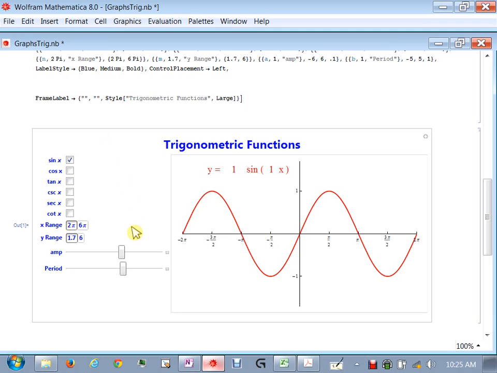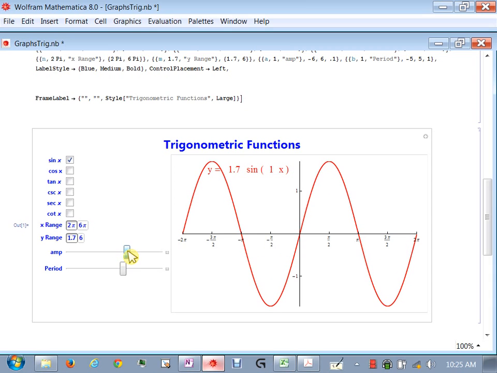So watch what happens if I change the amplitude. I'm going to grab this and slide it. If I make that amplitude change, what's my amplitude right there? 1.7, right? So now it's taller. Here's 1. Now it's a taller curve. What's the period? Still 0 to 2 pi, right? So it's still 2 pi. So that period's not going to change if I adjust the amplitude.